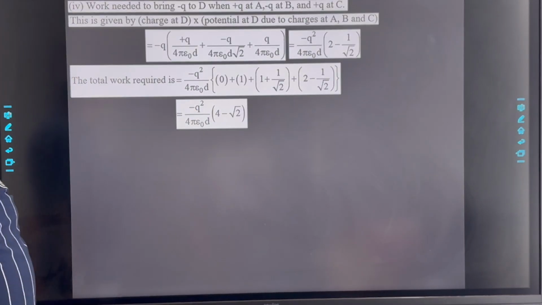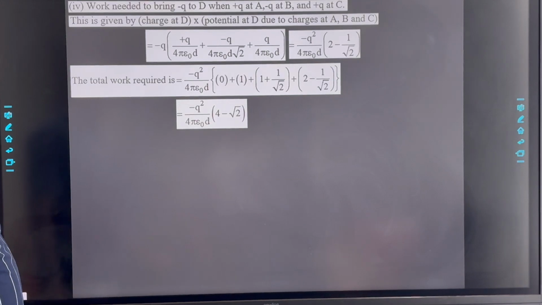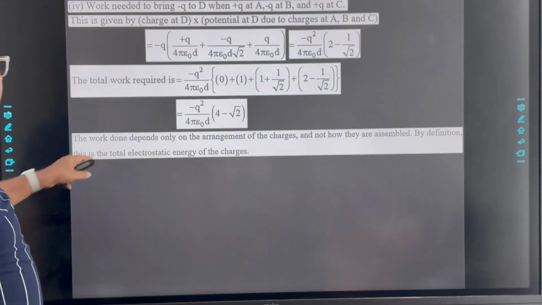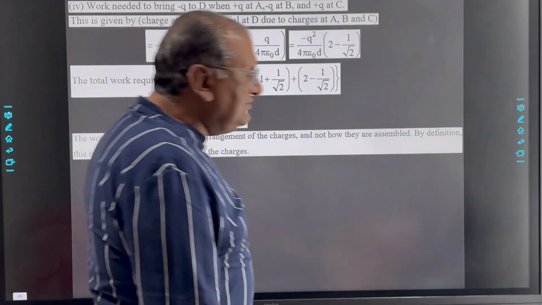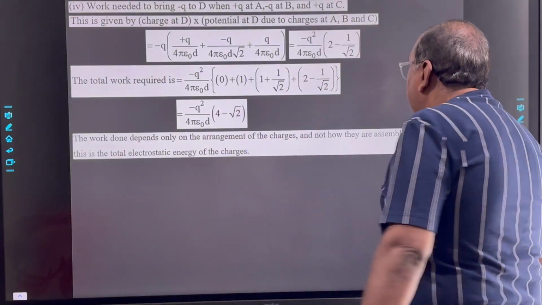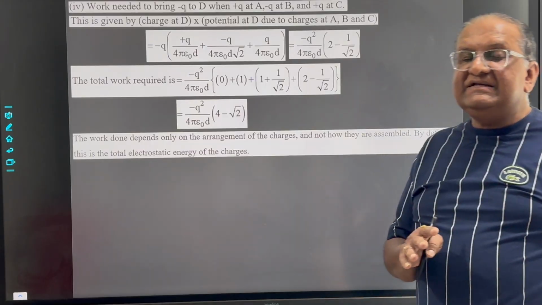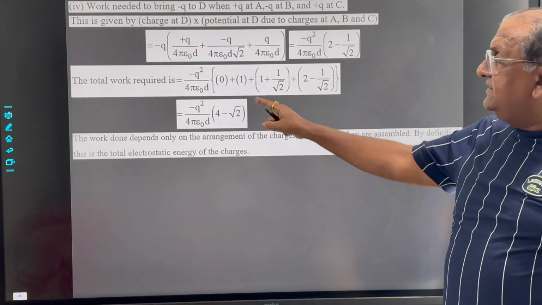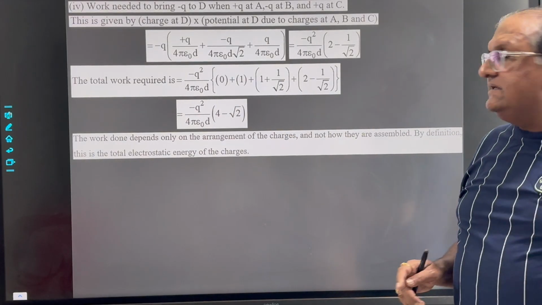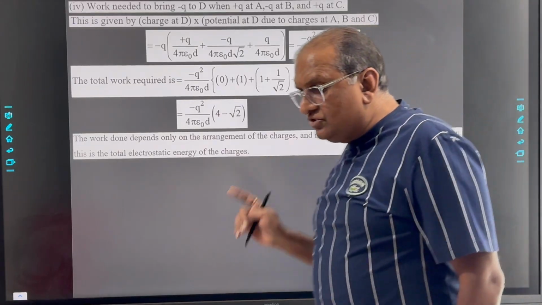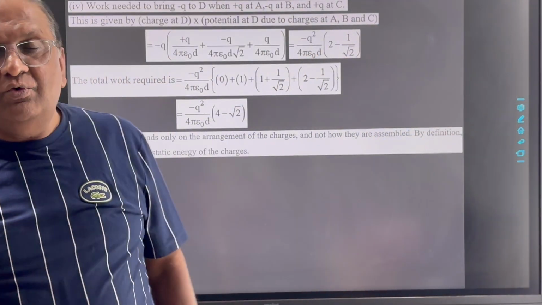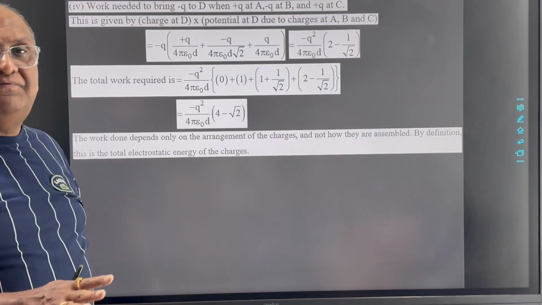Now see here, the work done depends only on the arrangement of the charges and not on how they are assembled, right? So we can say this as per definition: this total work done is the total electrostatic potential energy stored in this particular system of charges.